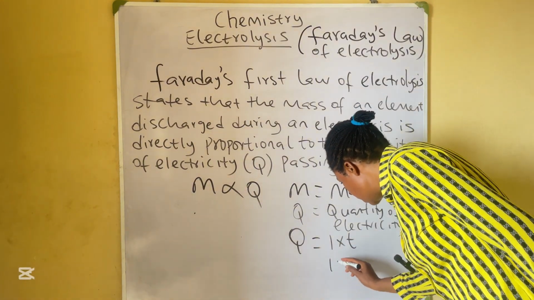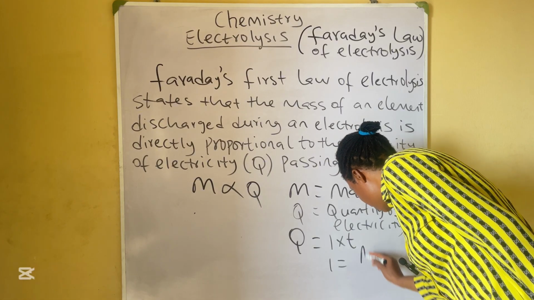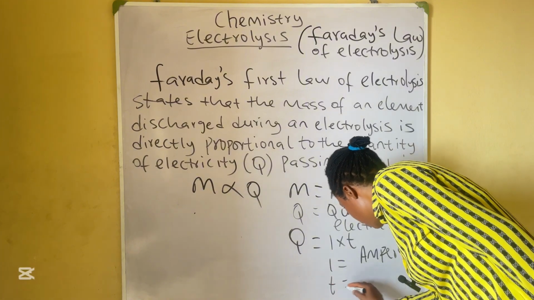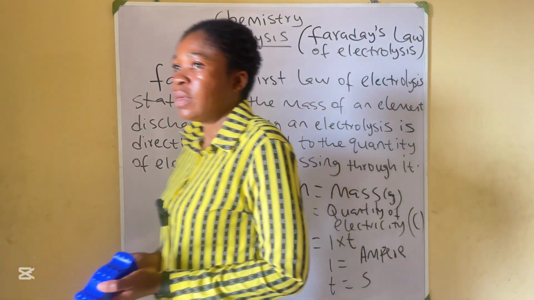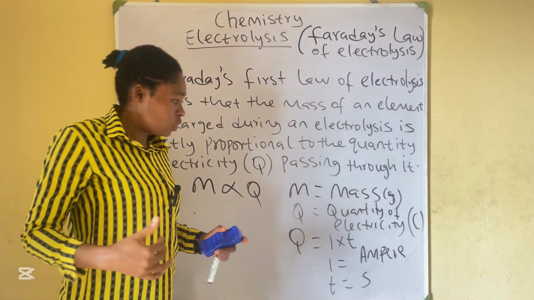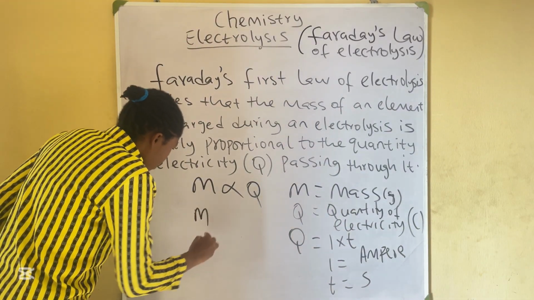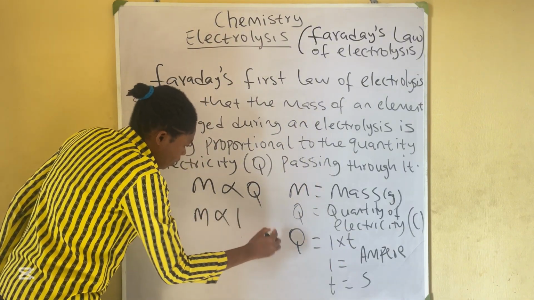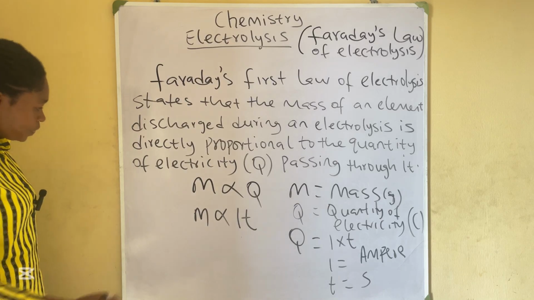Where I is current, the unit is ampere. The unit of time is seconds. So if we are given time in hours or minutes, you must convert it to seconds. So mass is also directly proportional to what? Since Q is equal to IT, mass is directly proportional to IT.